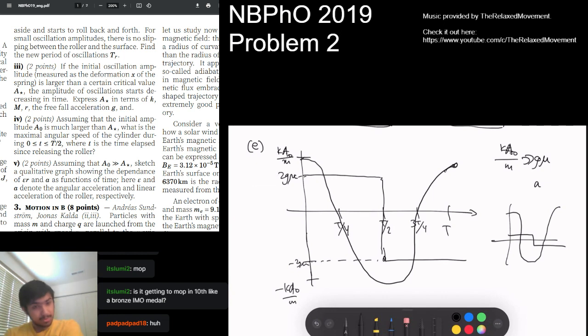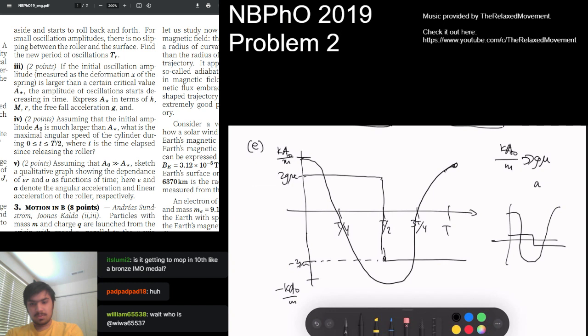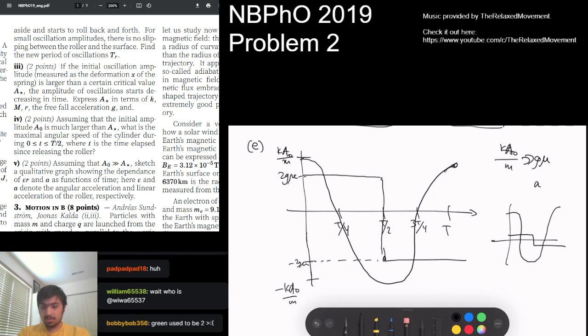You have to solve like 3 problems on a medium difficulty. Wait, okay, no. I guess maybe getting MOP in 10th is like getting a low silver or something. Yeah, green used to be 2 problems. Well, now it's always at least 3 problems, unfortunately. It seems so.